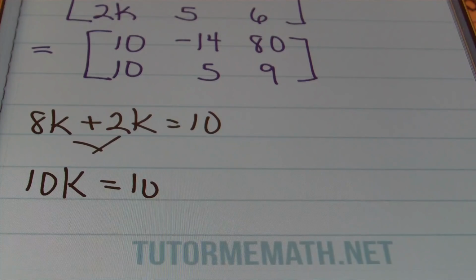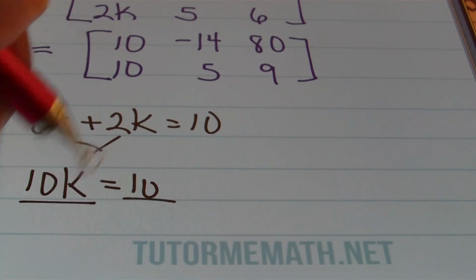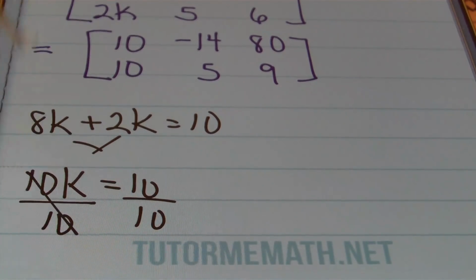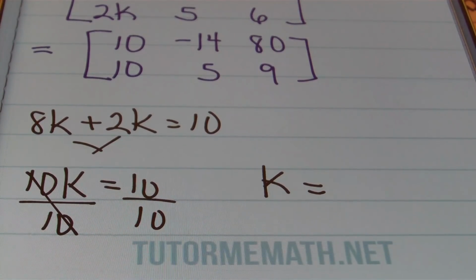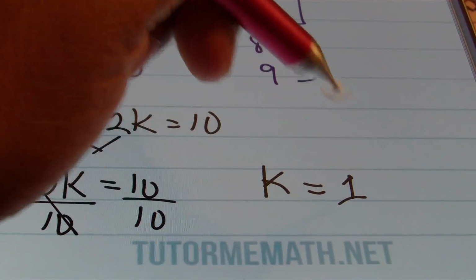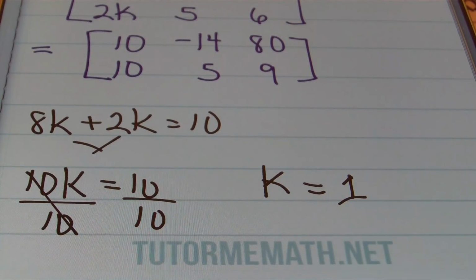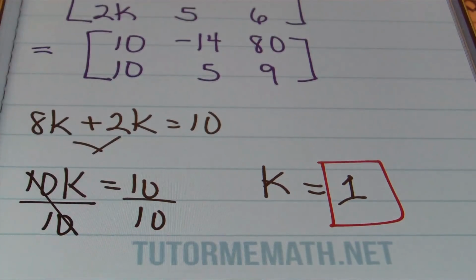So I'm going to use the division principle of equality to divide both sides by 10 and solve for our variable to find that k equals 1. Yeah, 10 divided by 10. That's 1. All right, there you go. Red boxing it. There's our solution for k. Let's continue.